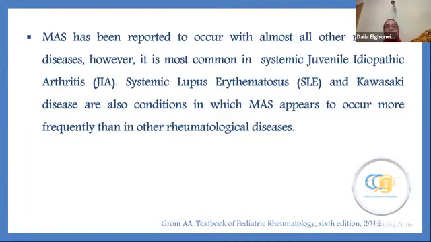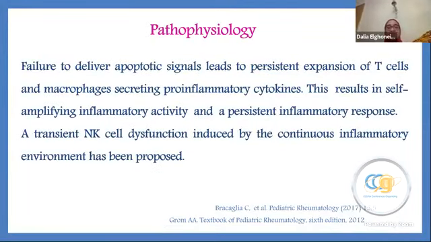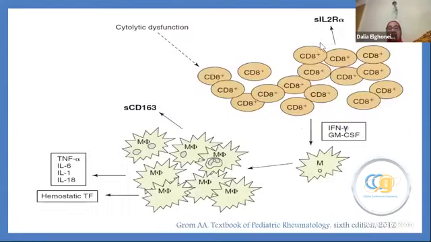How could this complex situation come to the surface and present itself? Actually, it starts with failure to deliver apoptotic signals, leading to persistent expansion of T cells and macrophages secreting pro-inflammatory cytokines. This results in self-amplifying inflammatory activity and a persistent inflammatory response. This continuous inflammatory environment results in transient natural killer cell dysfunction. If we look at this figure, there is persistent stimulation of the cytotoxic T lymphocyte, resulting in excessive secretion of interferon gamma and granulocyte macrophage colony stimulating factor, which are potent activators of macrophages and potent stimulators of differentiation of monocytes into macrophages.